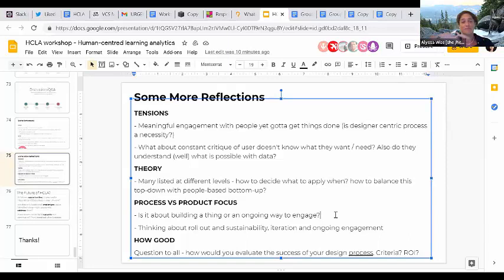And then, not something that was asked, but a question to all: how would you evaluate the success of your design process? Not the design, the design process. At the end of it, do you think that learners felt like their voice was heard, or do learners trust this is in their best intention? There's a different set besides just the goals for the design that we might think about, like what would be the criteria or the ROI. So that's just a selection of things, and maybe they're provocative enough that people will have more things they want to say now.